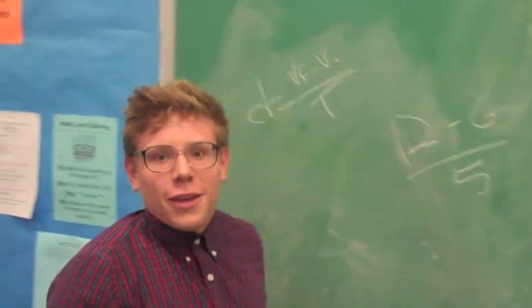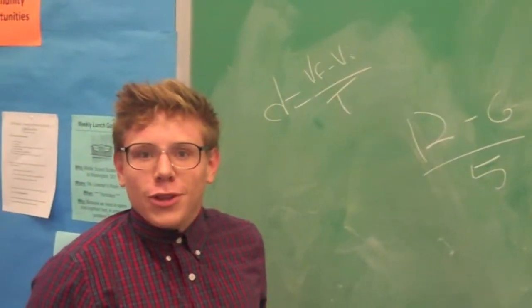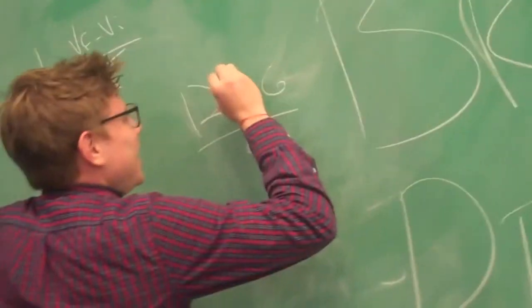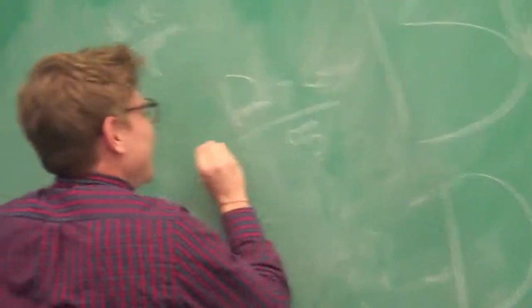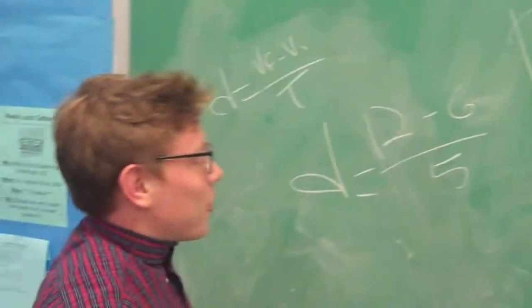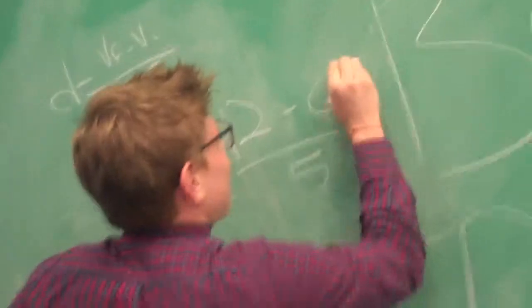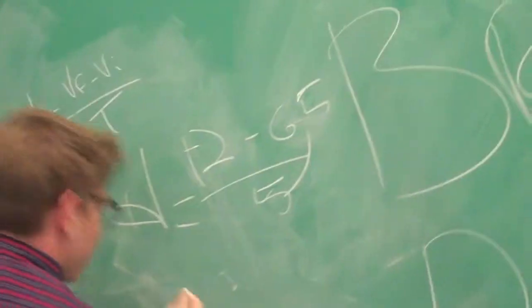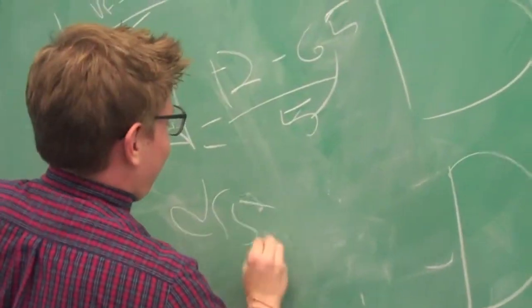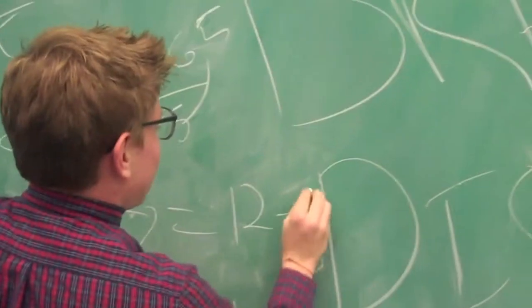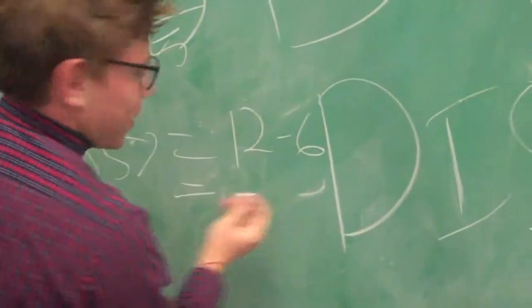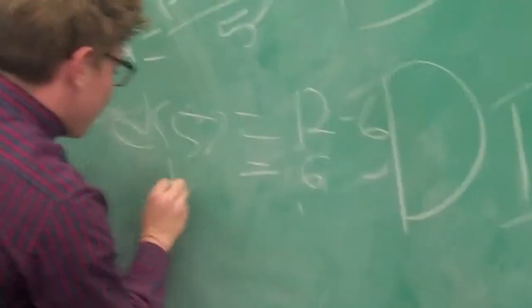We should put the units in there. Now, what's the first step? We should multiply everything by 5. D times 5 equals 12 minus 6. What is 12 minus 6? Class? 6. Now, D times 5 is equal to 6.